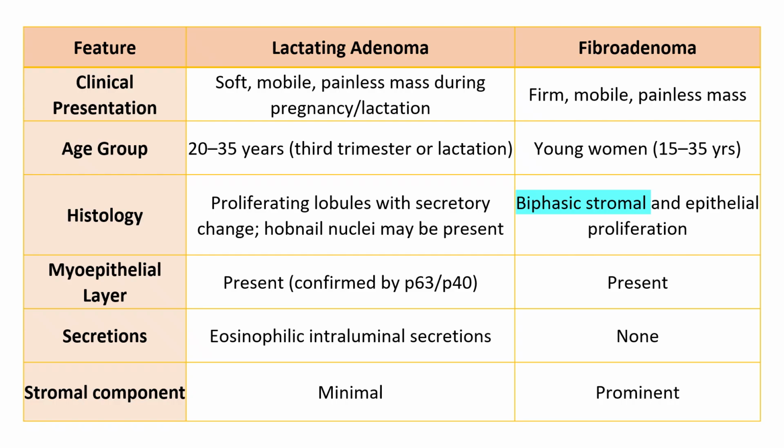Till now, all adenomas like lactating adenoma, tubular adenoma, ductal adenoma show only epithelial proliferation, whereas fibroadenoma shows biphasic proliferation, that is both epithelium as well as stroma are proliferated. Myoepithelial cell rimming will be present in both lactating adenoma as well as fibroadenoma. Secretions will be present in lactating adenoma, and the stromal component is very minimal in lactating adenoma, whereas it is prominent in fibroadenoma.